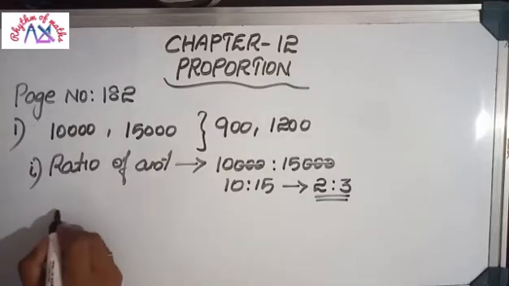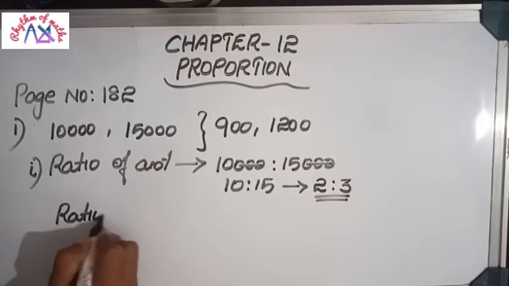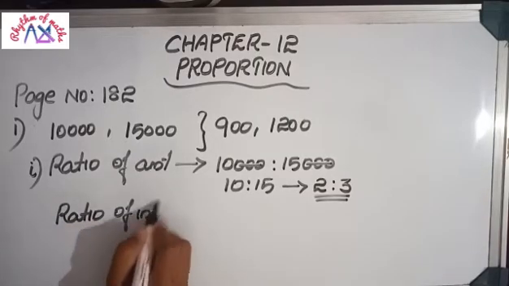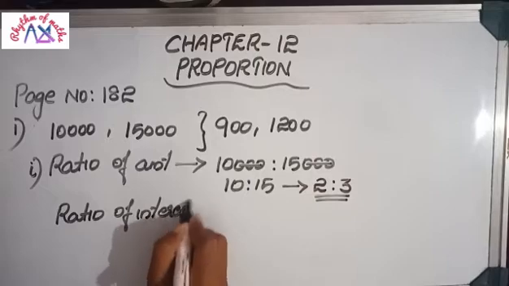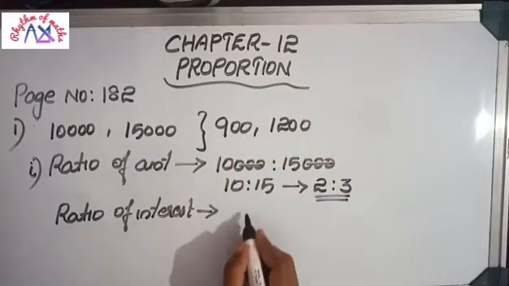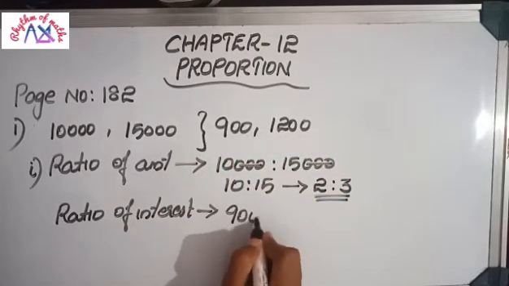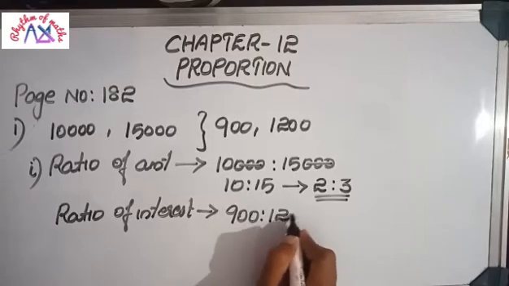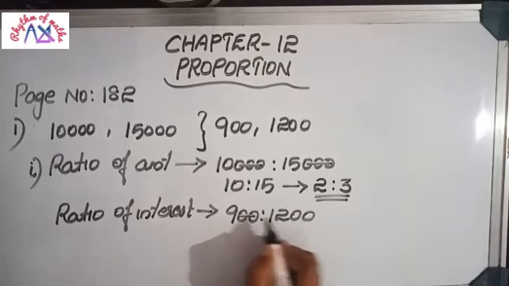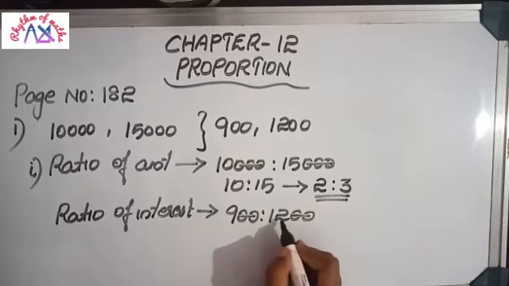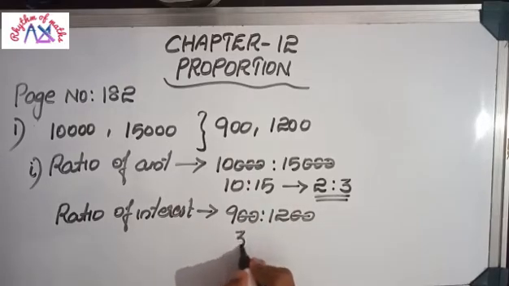Now, next is, what is the ratio of interest? Ratio of interest he got. So the two interests are 900 and 1200. We can write it as 900 is to 1200. Here also 2 zeros we can cancel. Now 9 and 12 both are multiples of 3. In 9, 3 3s are there. In 12, 4 3s are there. So 3 is to 4 is the ratio of interest.